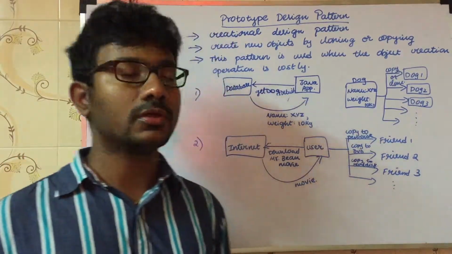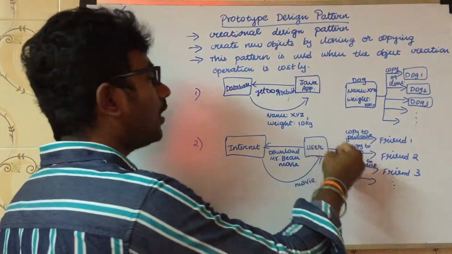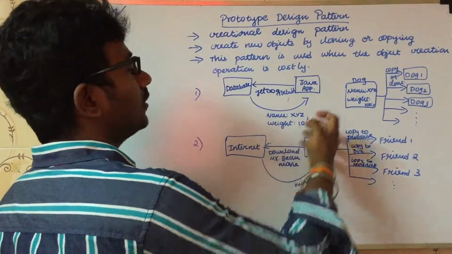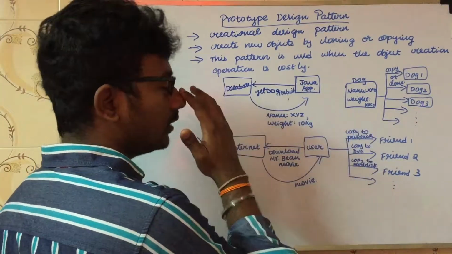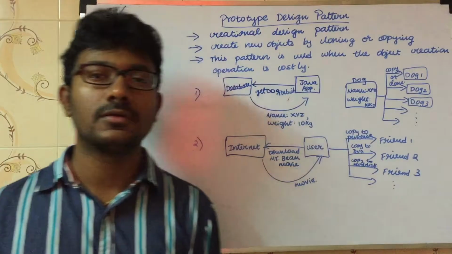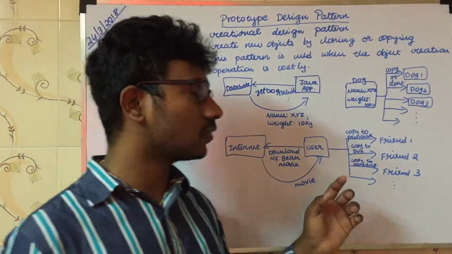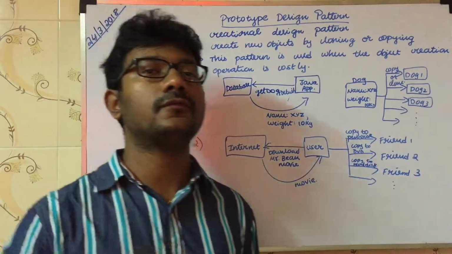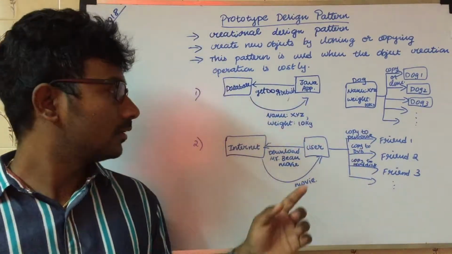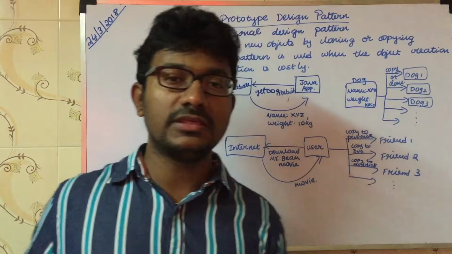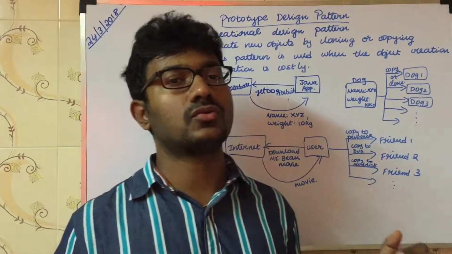So what you would do is try to copy the existing movie either to a pen drive, DVD, or hard disk, and give it to your friends. This is also a prototype design pattern. Here you are copying a source to a number of virtual things so that you can save memory. In this case, you can save data and also time.